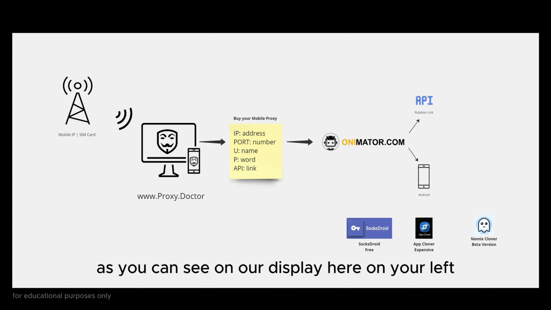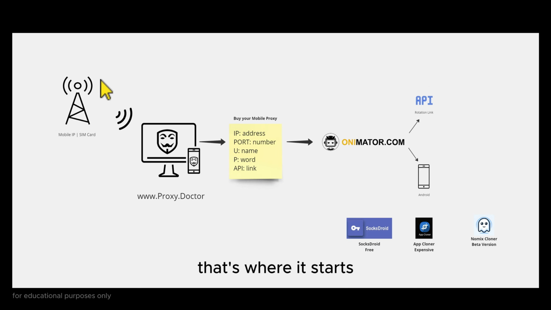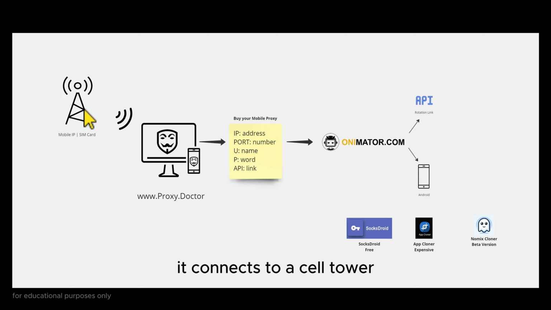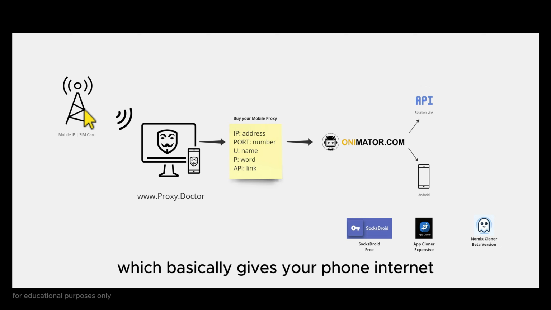As you can see on our display here on your left, you can see mobile IP and SIM cards. That's where it starts. So what you have, it's the same as your own phone. It connects to a cell tower. You have a SIM card in your phone, which lets you connect to a nearby cell tower, which basically gives your phone internet, over-the-air internet.